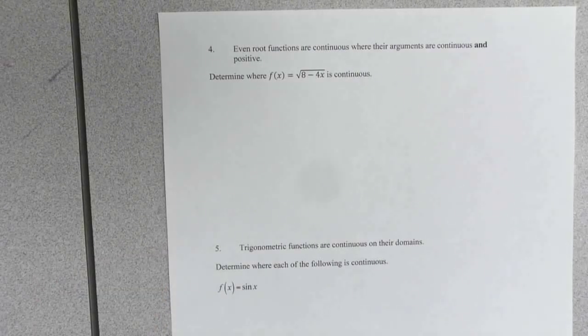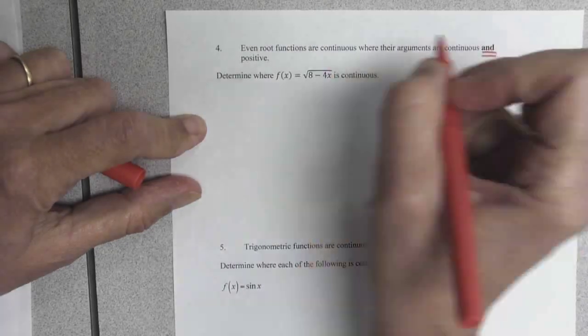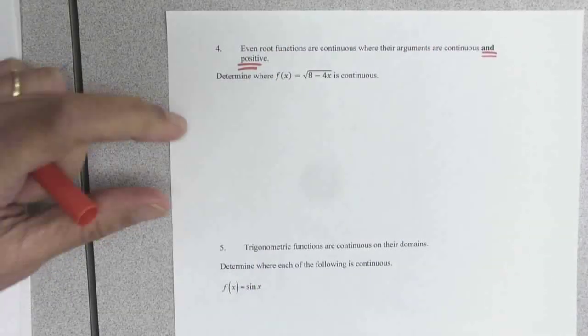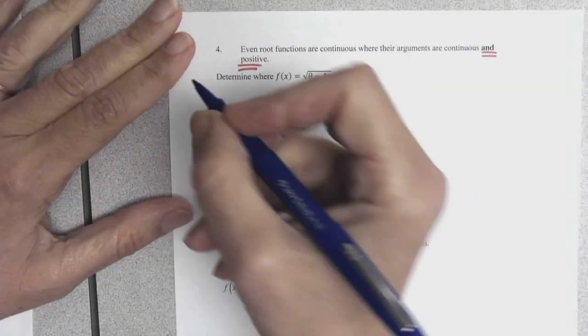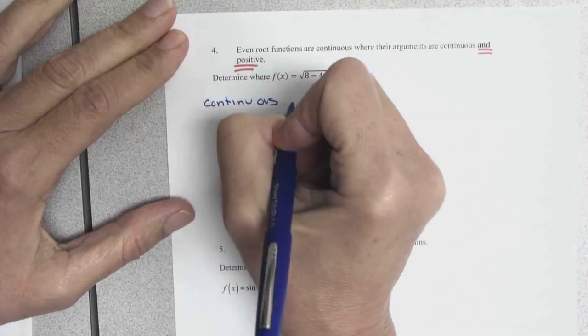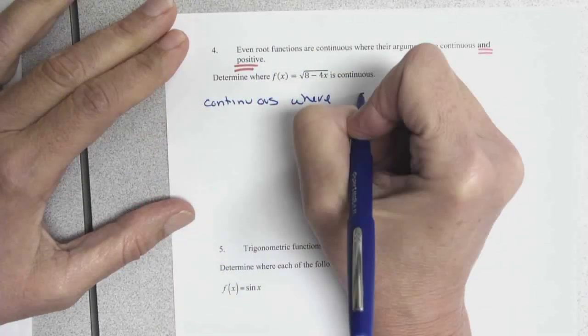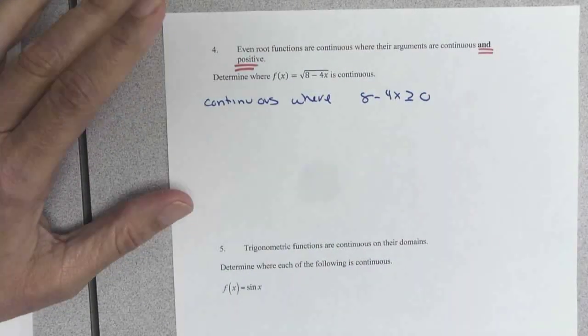Okay, continuing on with our continuity facts. Even root functions are continuous where their arguments are continuous and positive. And that's the part we're really interested in here. So determine where this guy is continuous. And so this is going to be continuous where 8 minus 4x is greater than 0.